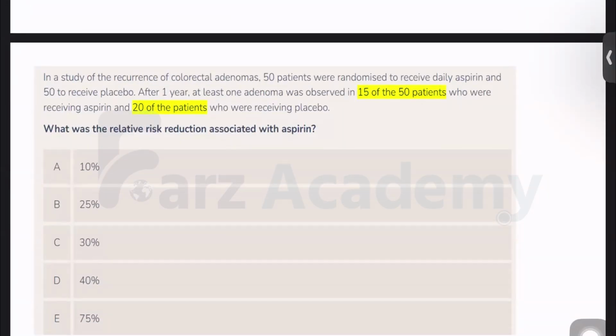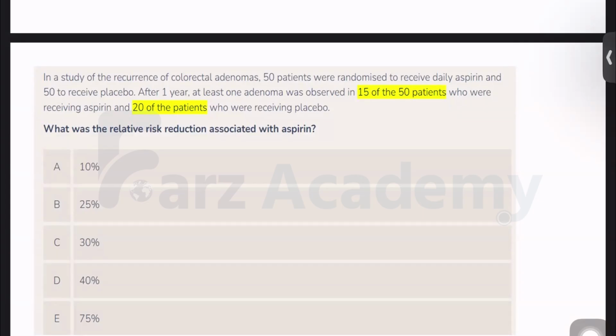Answer is 10. No. You don't have to calculate relative risk. It is relative risk reduction. Answer is 25.